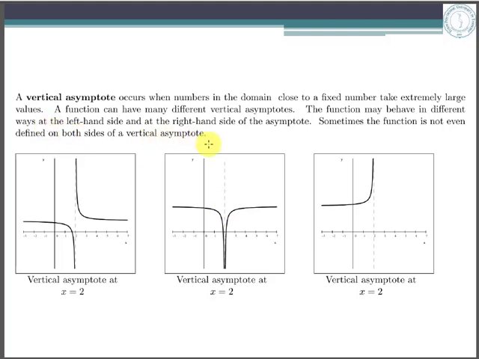Here we have examples for vertical asymptotes. A vertical asymptote at x is 2, and a vertical asymptote at x is 2 here also, and here also we have a vertical asymptote at x is 2. A function can have many different vertical asymptotes; you can see it from these graphs. The function may behave in different ways at the left-hand side and at the right-hand side of the asymptote. Sometimes the function is not even defined on both sides of a vertical asymptote.